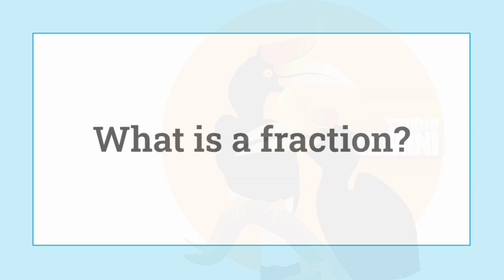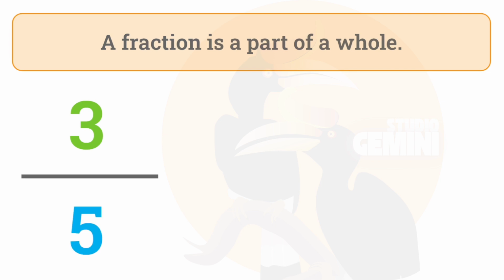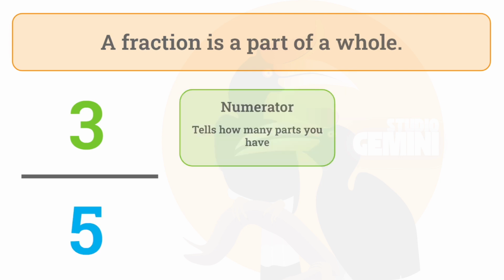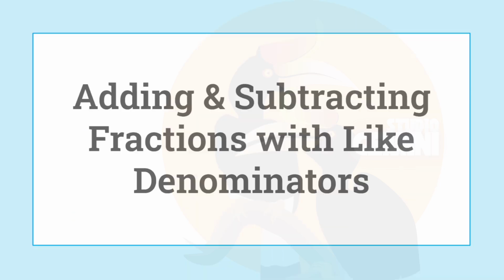What is a fraction? A fraction is a part of a whole. It is made up of two parts, a numerator and a denominator. The numerator tells how many parts you have, while the denominator tells how many equal parts the whole is divided into. For the proper fraction 3/5, a whole is divided into 5 equal pieces, and 3 of them are shaded in.